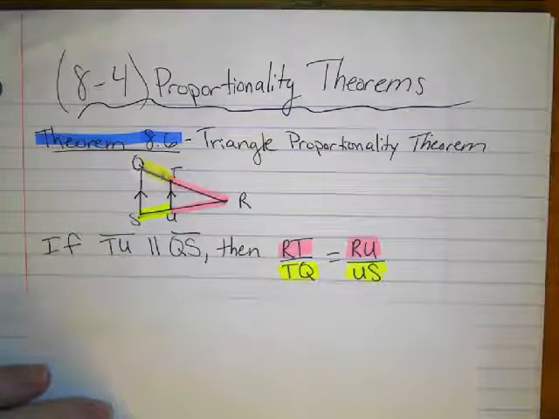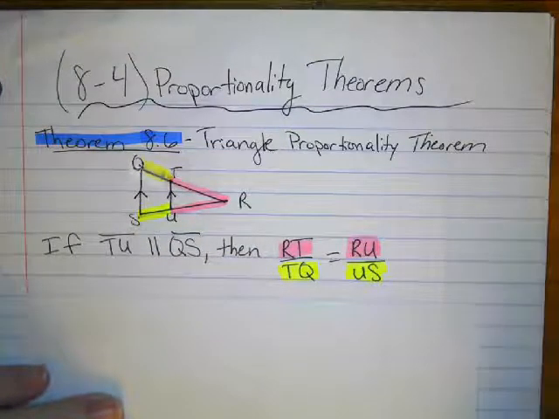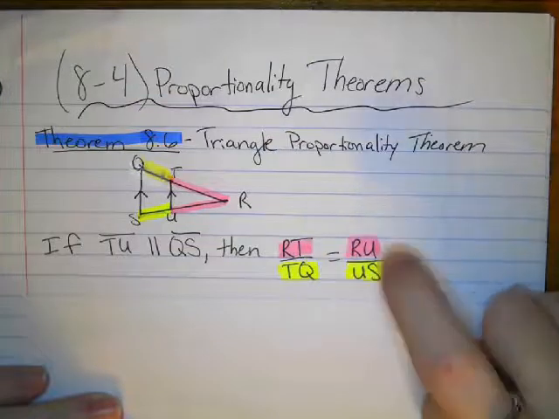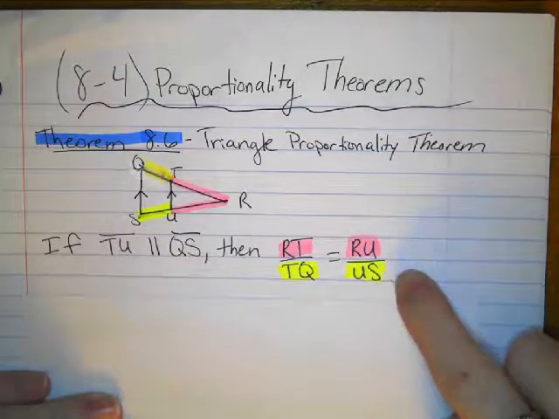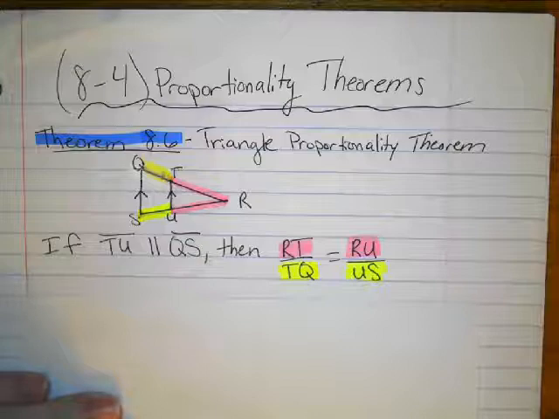TU and QS, then we can say we have a proportionality of RT over TQ is proportional to RU over US.